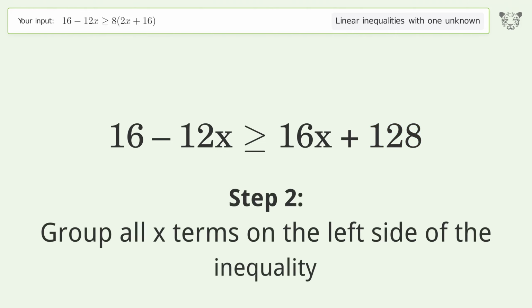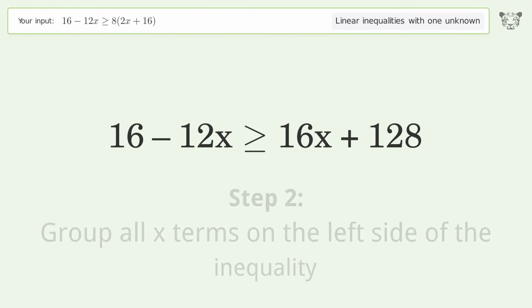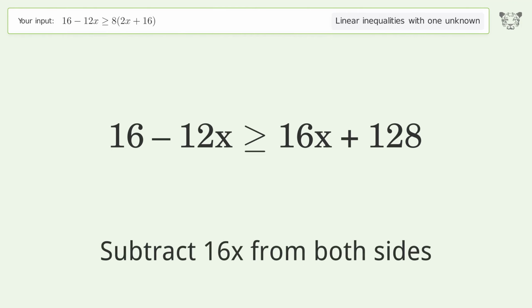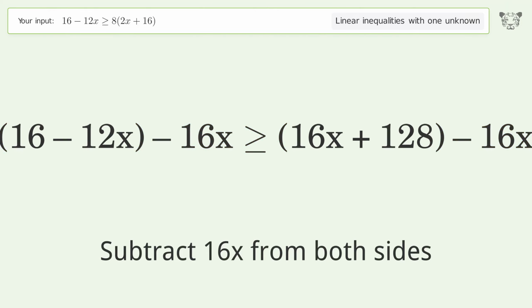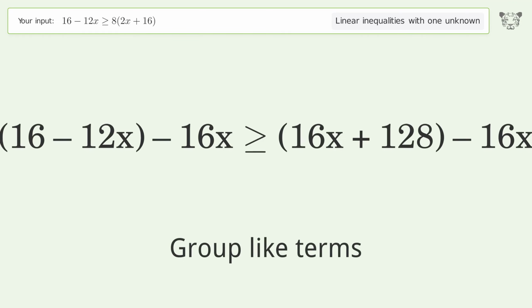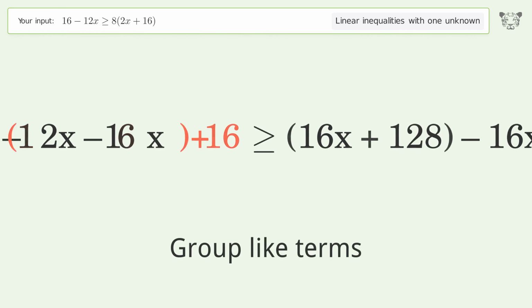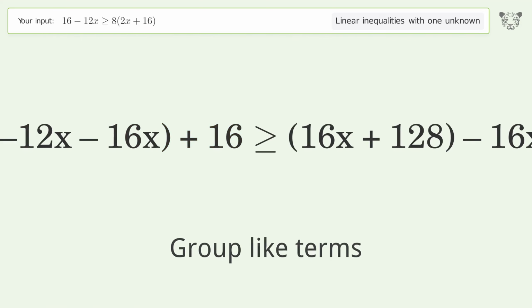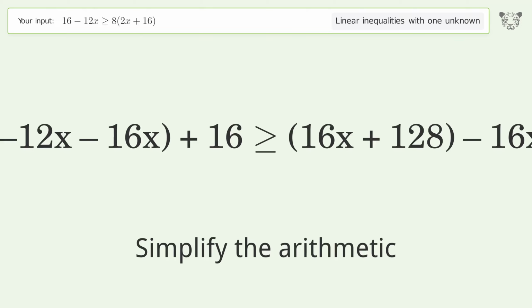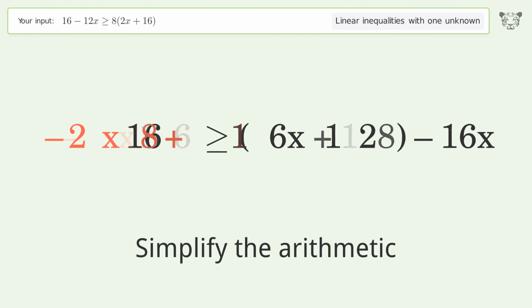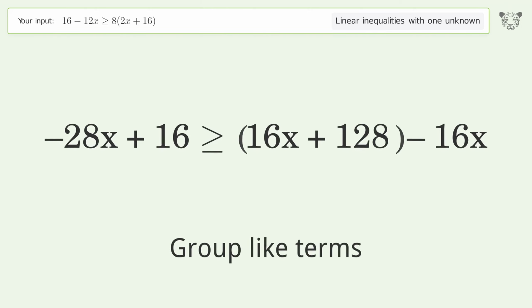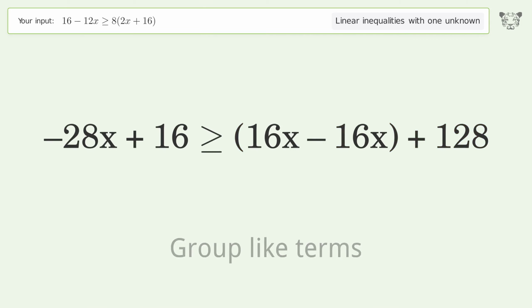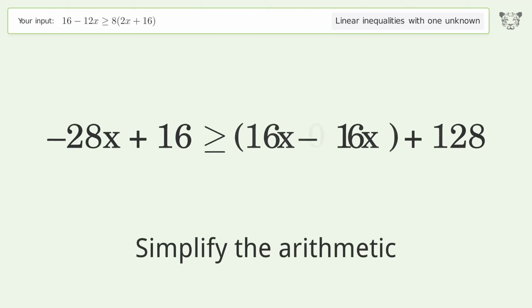Group all x terms on the left side of the inequality. Subtract 16x from both sides. Group like terms. Simplify the arithmetic. Group like terms. Simplify the arithmetic.